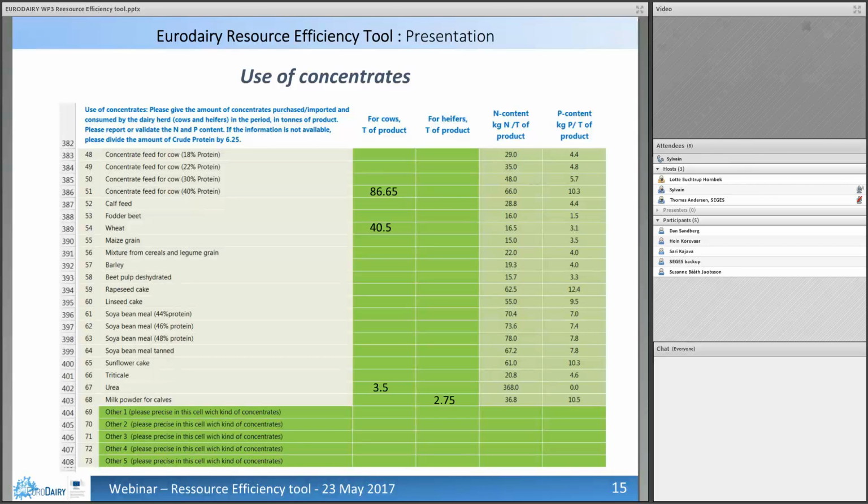So some example from the experimental farm. We use 86 tons of concentrates with 40% of protein, 40 tons of wheat, 3.5 tons of urea, and some milk powder for the calves.